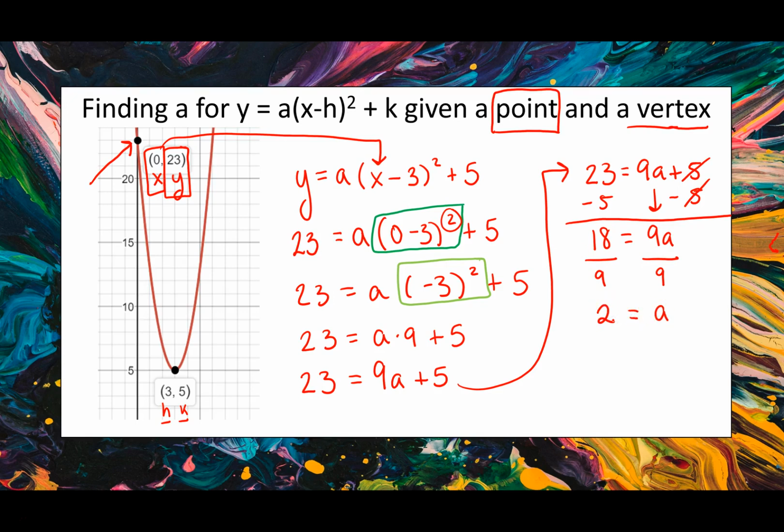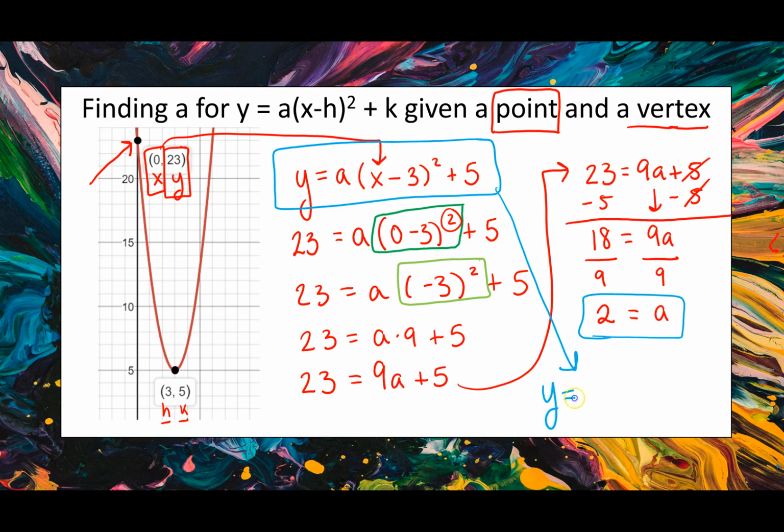Now, ladies and gentlemen, it is really easy to stop and say I'm done, because you have done all the hard work. But what you're being asked to do is write a final equation. So I'm going to take this and rewrite it down here, but with my A equals 2. So my final answer is going to be y equals, now instead of writing A, I'm going to write 2, and I'm going to keep it as x minus 3 squared plus 5. And ladies and gentlemen, that is your final answer. Let's do another practice problem.